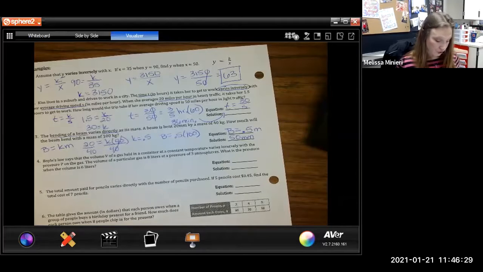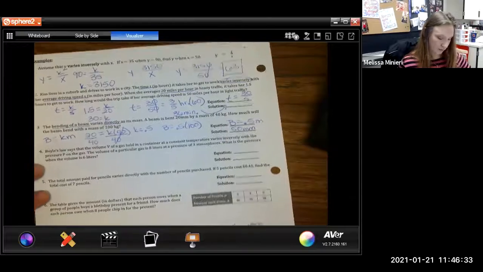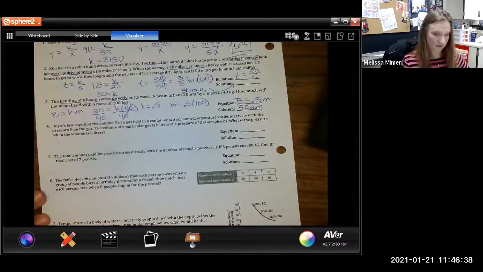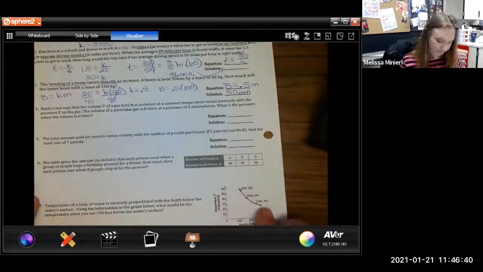So those are our 2 scenarios, and I will let you work through. If you would like to, a couple more examples, you can do 4 and 5 for inverse, but I would like to skip down and talk about the table and graph as our last things for today.